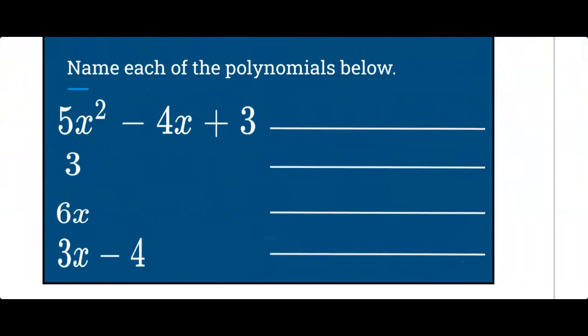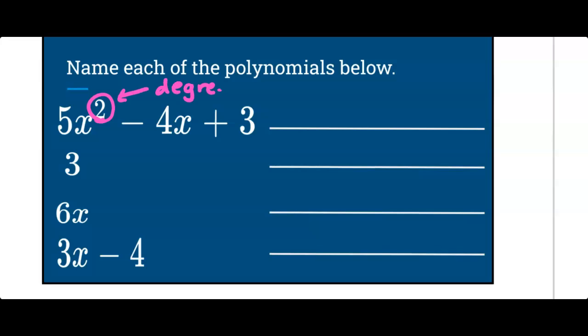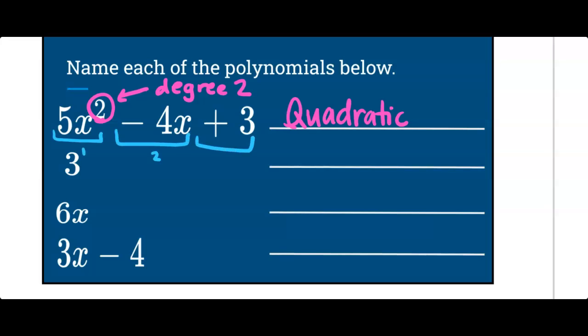So when you look at this example, when you're naming it, you have the degree and the number of terms. So first, looking at the degree, I see that my highest exponent is 2. So it is a degree 2. So degree 2 is quadratic. Then I look and I see that I have 1, 2, 3 terms. So that means that is a trinomial. So you find your degree and then you do your number of terms.